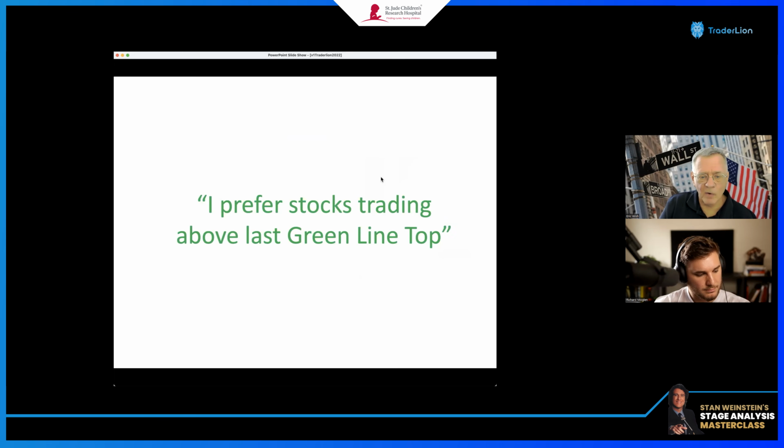Okay. So what I'm going to suggest to you, and again, you don't have to do it, I'm going to show you how it works. Buy only stocks that are above their last green line top. Furthermore, if you can buy it at a green line breakout, when it closes above the green line for the first time, that's a great breakout place. I oftentimes will buy it.